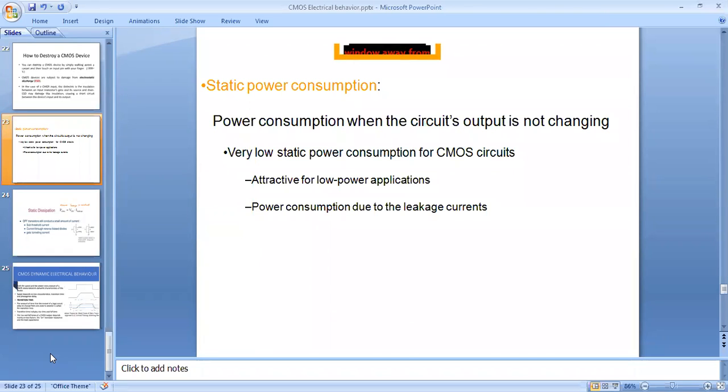So static power consumption means DC. Here we study steady state electrical behavior, so the power consumption there we call static power consumption. Similarly, dynamic state is what we study next, AC analysis, and the power consumption there we call dynamic power consumption. So what is static power consumption? What is the definition of static power consumption?